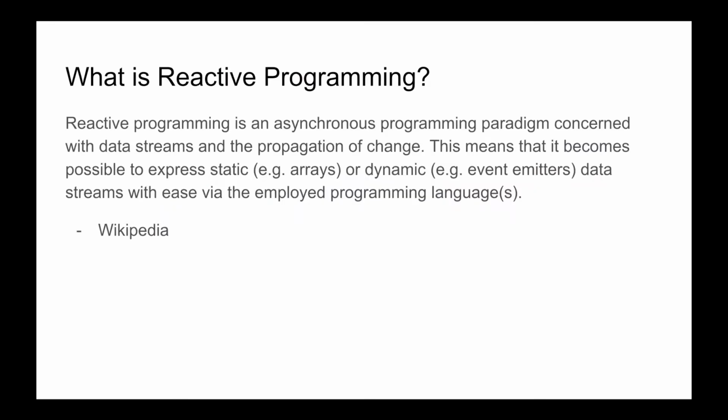According to Wikipedia, reactive programming is an asynchronous programming paradigm concerned with data streams and the propagation of change. This means that it becomes possible to express static or dynamic data streams with ease via employed programming languages. Let me break down this definition for you.